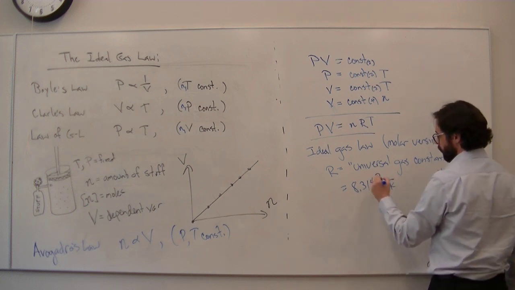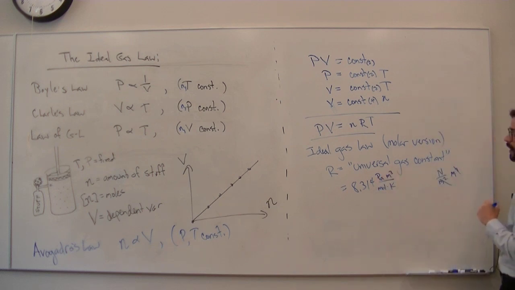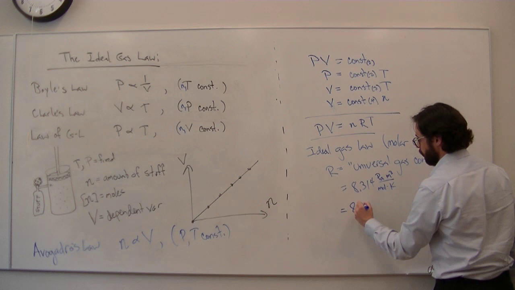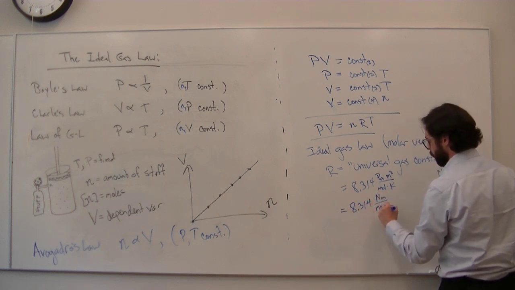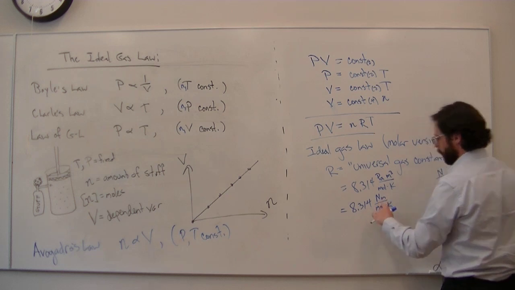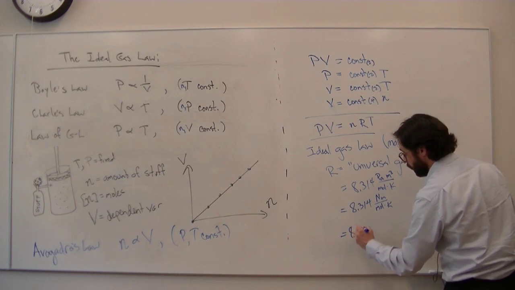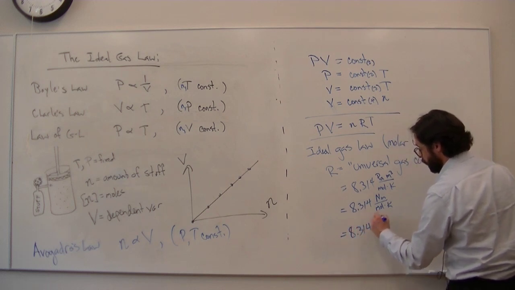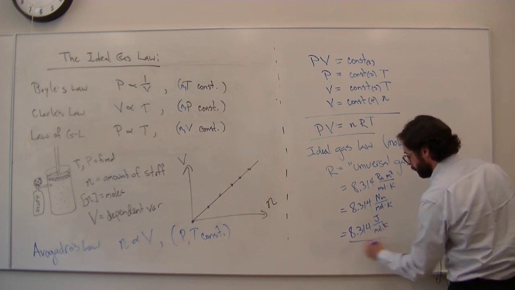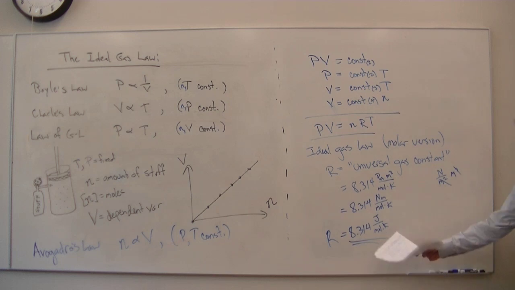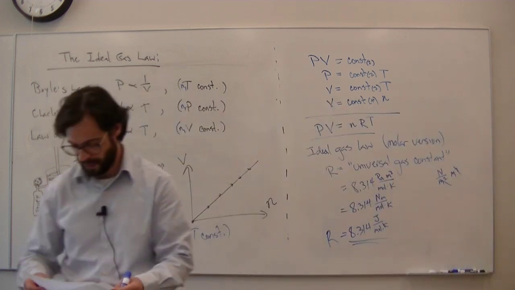And you might see this as pascals meters cubed, which is totally fine. Or you might see this as 8.314 newton meters per mole K. Or you might remember from mechanics that newton meters is joules. So you most likely will see it with this unit, joules per mole K. So all of these are R. I think this is probably what most people use, the joules variant of this.